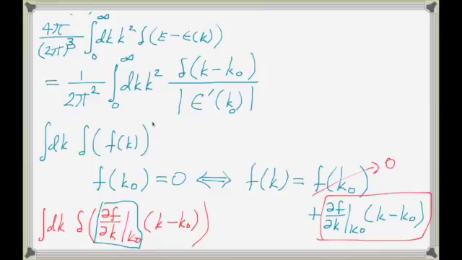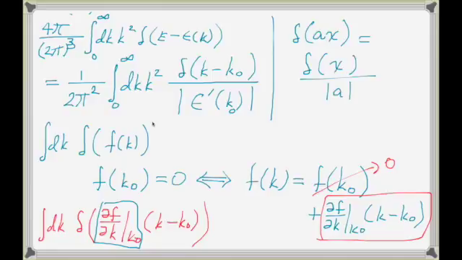So now I use this other property of the delta functions, that delta of ax is equal to delta of x over a. Hopefully this rings a bell. I don't want to have to prove this one. I'm just going to use this one. And so this thing I circled is my a, and this thing down here is my a, that's my df/dk down there. Okay?